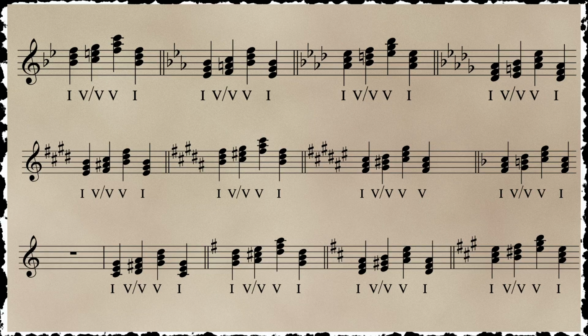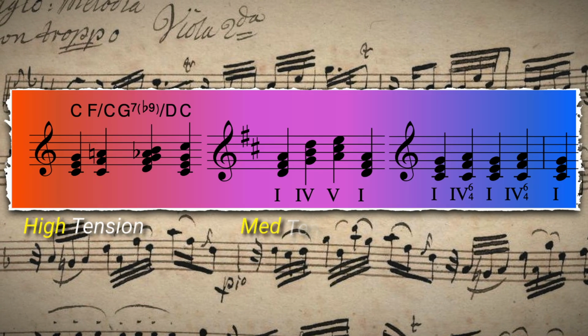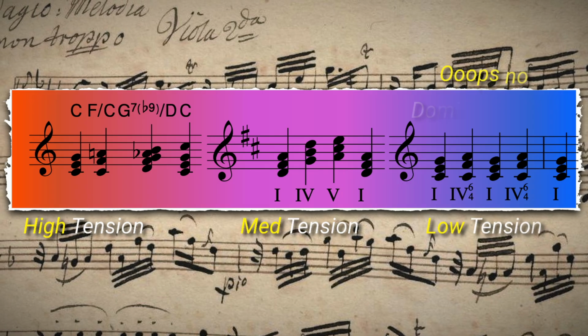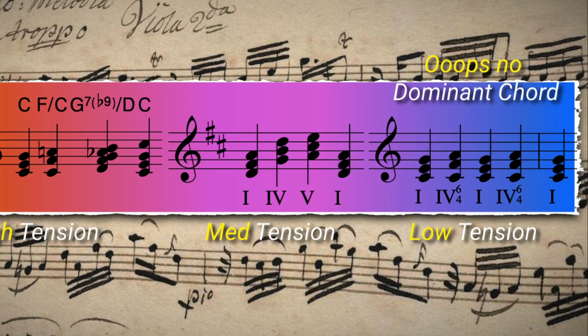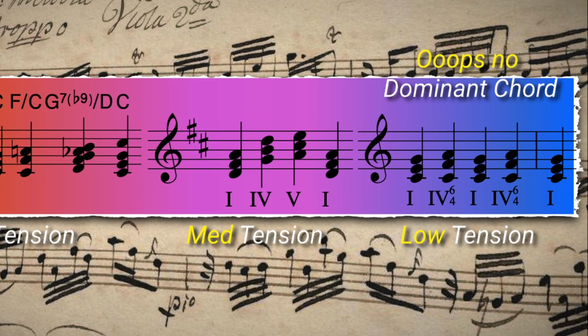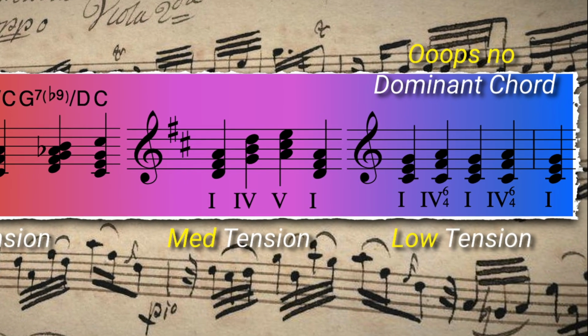Here's an example of a simple secondary dominant progression in every key. Okay, but what if we want the opposite? What if we want something less tense, something a little smoother? Well, the first thing that we could do is just take out that 5 chord completely. And now we have a little motion in the chord progression, a soft push and pull, but nothing crazy.